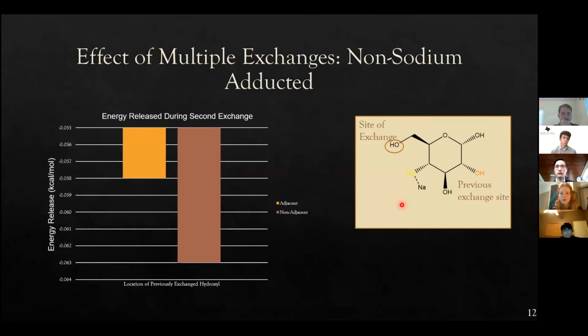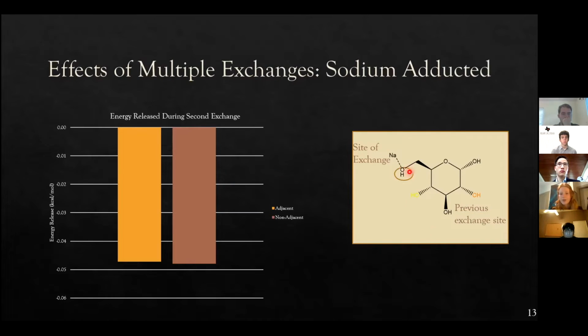So when we're exchanging one that involves that sodium adduct, the sodium adduct is again stabilizing that exchange. So it's favorable for us to have subsequent exchanges. As shown by this graph, it's once again exothermic. However, when that exchange site is on the opposite side of the molecule, it's going to be more favorable.